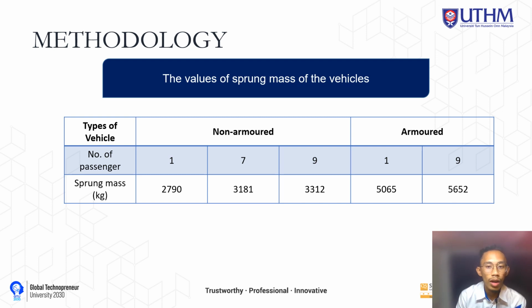So for the armored vehicle with one passenger, it is 5,065 kg, and for 9 passengers, 5,652 kg.